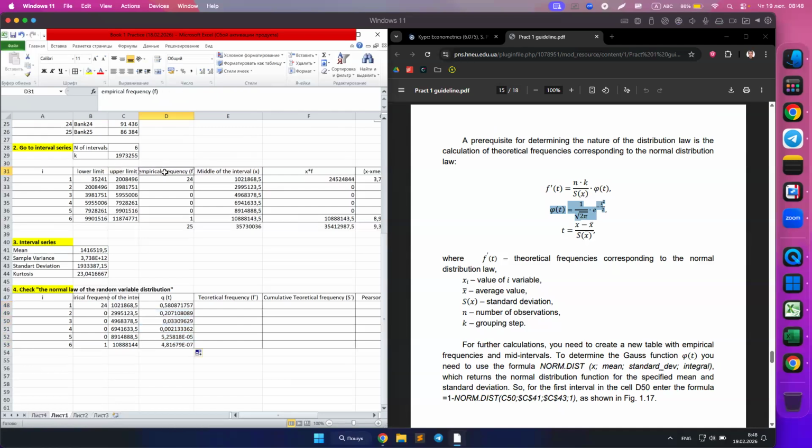We have empirical frequency in our previous table. So it's a frequency from our data. But in the table, we can also find theoretical frequency. Theoretical frequency is about how we can see our data with the theoretical law.